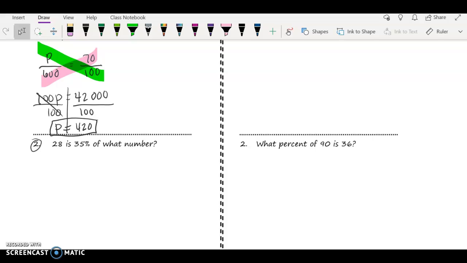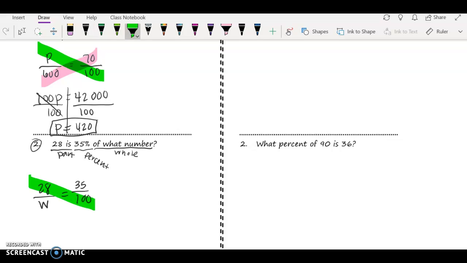For the next one, we have 28 is, this is my part, 35%, so this is my percent. And then of what number? This is my whole. So I have my part, 28, over my whole, I don't know, so we're going to use a variable there, equals 35 over 100.